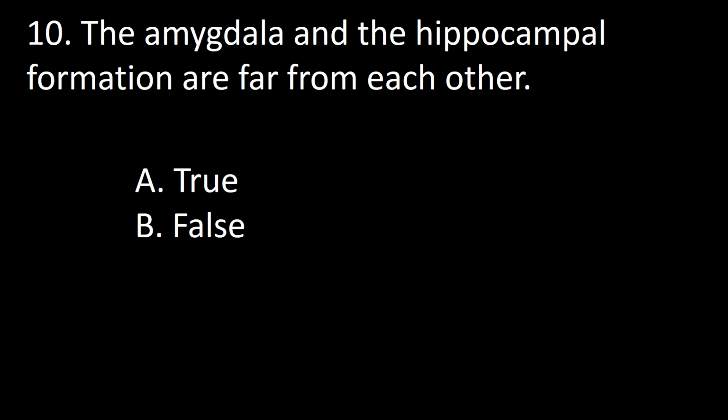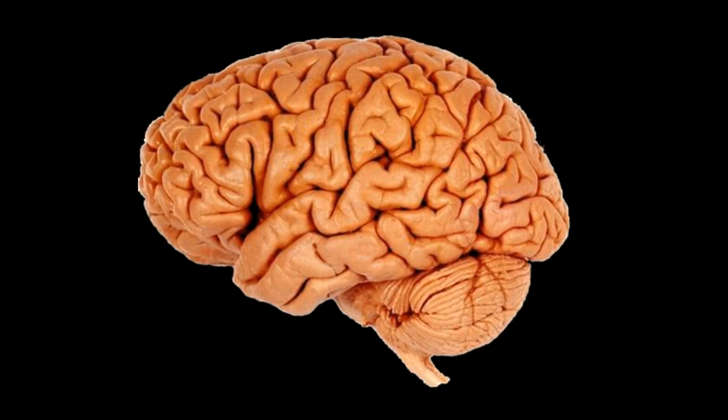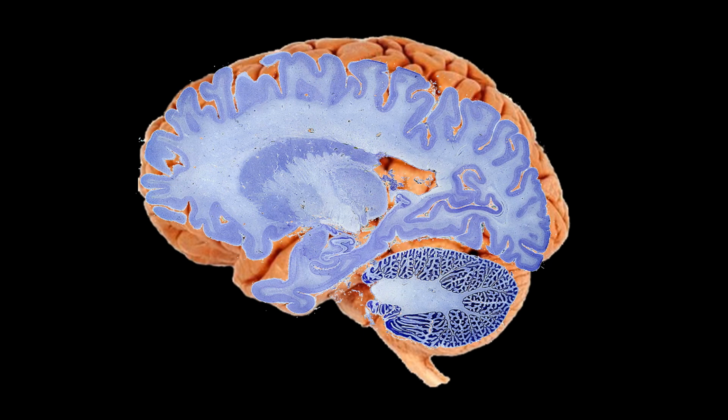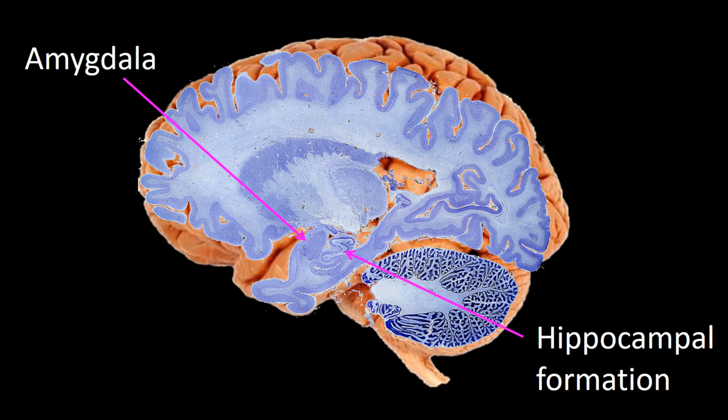Next question. The amygdala and the hippocampal formation are far from each other. A, true, B, false. This is a representation of the lateral surface of the brain. Here I have superimposed a parasagittal cut specimen stained with neuronal stain in order to point out the amygdala and the hippocampal formation.